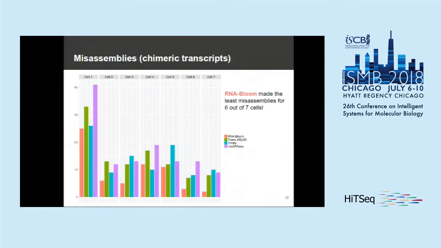This figure shows the number of misassemblies for all 4 approaches. We can see very clearly that RNA-Bloom made the fewest misassemblies for 6 out of 7 cells.